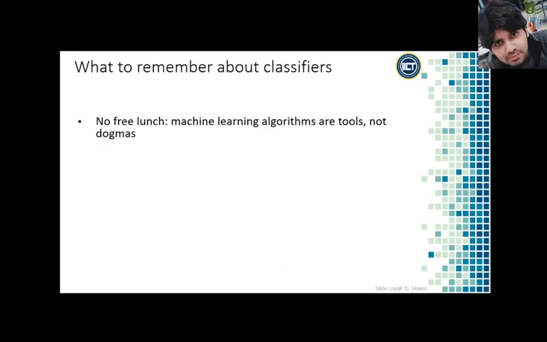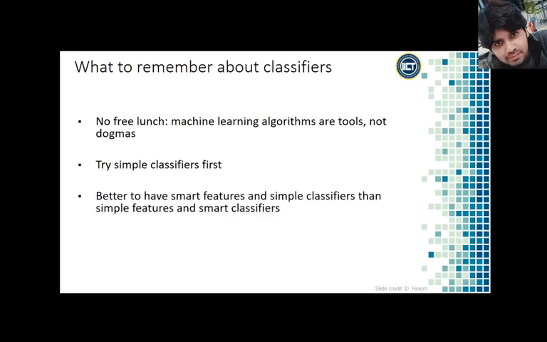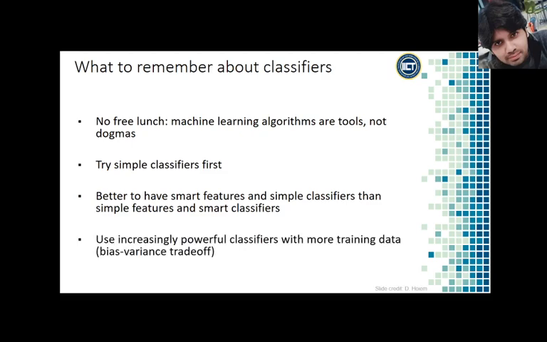What to remember about classifiers? There is no free lunch. Machine learning algorithms are tools, not dogmas. Try simple classifiers first. It is better to have smart features and simple classifiers than simple features and smart classifiers. Use increasingly powerful classifiers with more training data. Bias-variance trade-off.